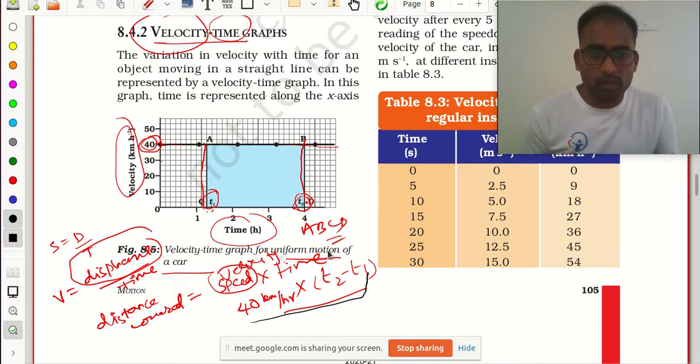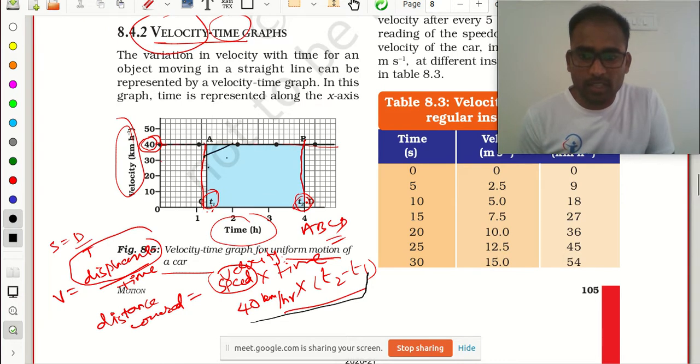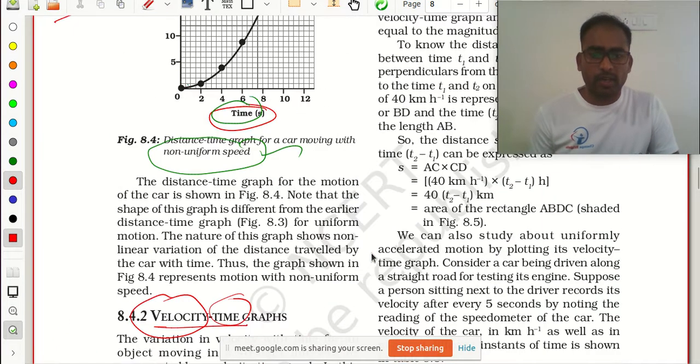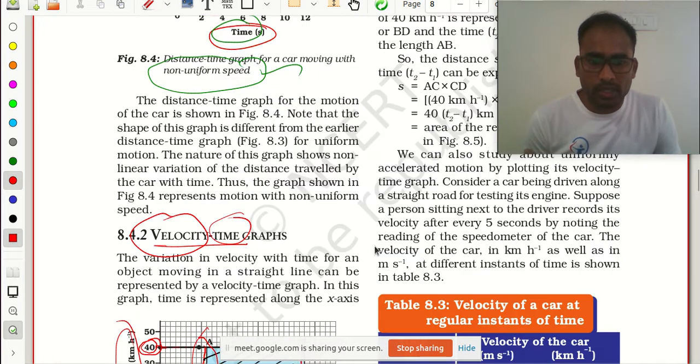It is nothing but finding the area of this rectangle. Area of a rectangle is AC multiplied with CD, length into breadth. What is the breadth? Breadth is 40 km/h. And what is the length? It is T2 minus T1. We are talking only about T1 and T2. Is it understood now?